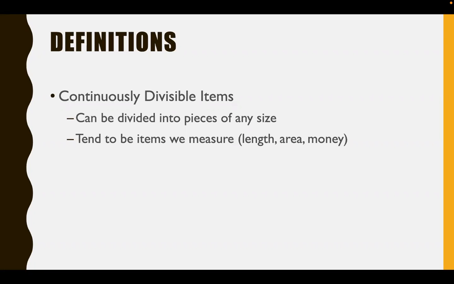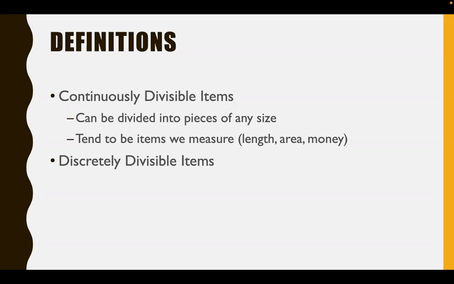So these tend to be items that we measure: length, area, money, that kind of thing. If I have $100, we can divide that up 50-50, 40-60, 23-77, right? It doesn't matter. Same thing with a plot of land. Those are the things we can cut any way we want. Talking about length, well, that's kind of like the length of the candy bar that I am currently obsessed with. So those are continuously divisible items, because if you chop them up, it is okay.